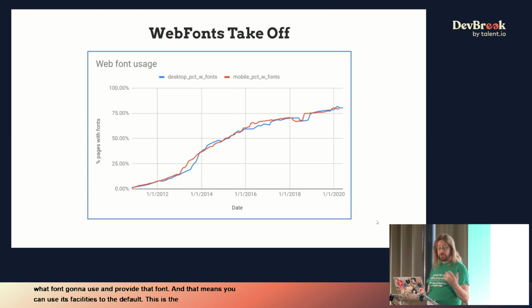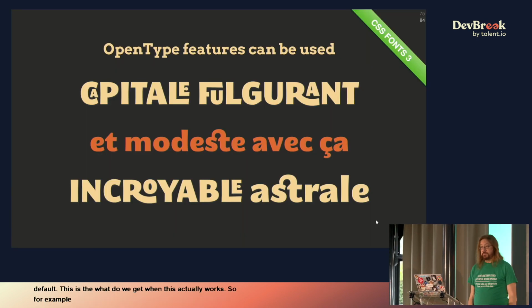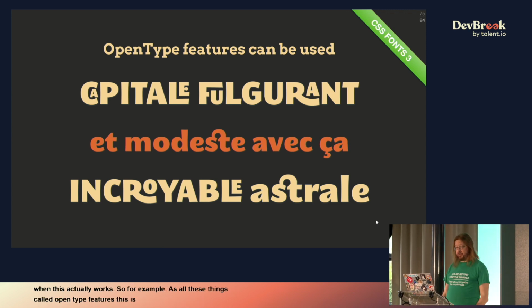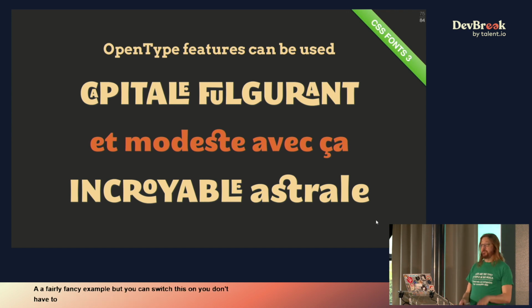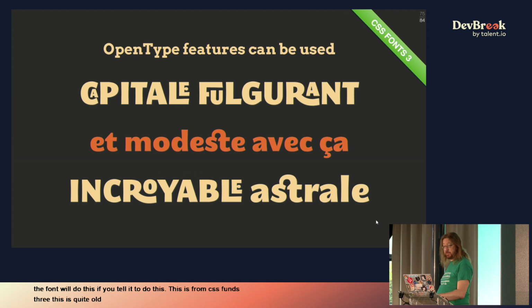This is the, what do we get when this actually works? So for example, there's all these things called OpenType features. This is a fairly fancy example, but you can switch this on. You don't have to type anything different. You just type the normal letters. The font will do this if you tell it to do this. This is from CSS Fonts 3. This is quite old now.